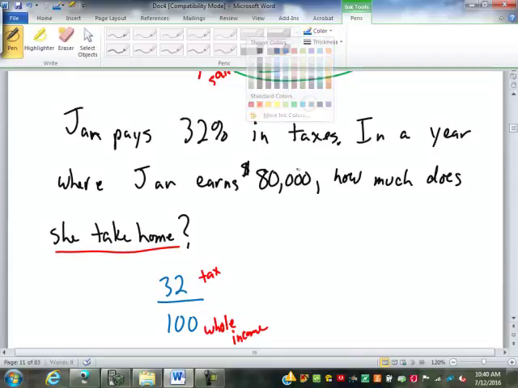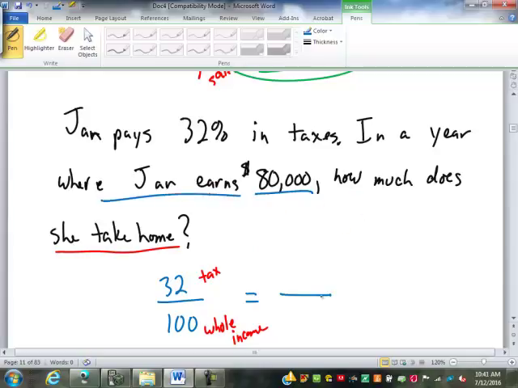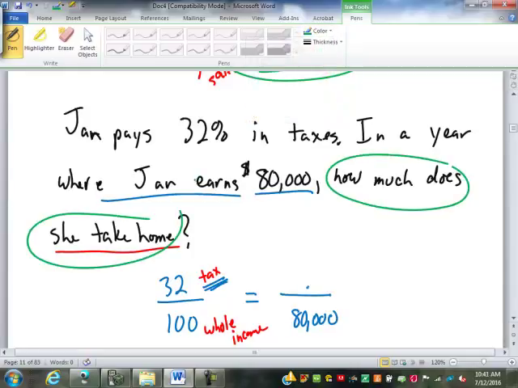So now on the other side of this, does the 80,000 represent either of those two items, the taxes or the whole income? Yeah, she earns 80,000. That is the whole income. What's this blank piece represent? The dollar amount of the taxes. Is that what we're looking for? No, we're looking for how much she takes home. So this is not what we're looking for, but can we find it from there? Yes, let's go ahead and find that number.